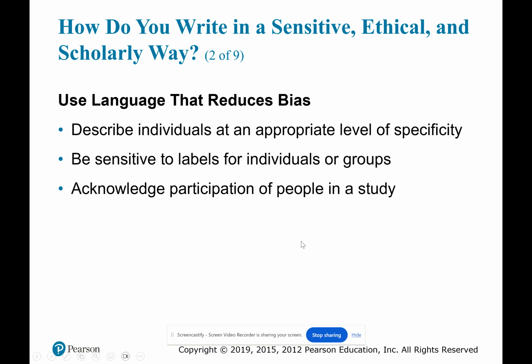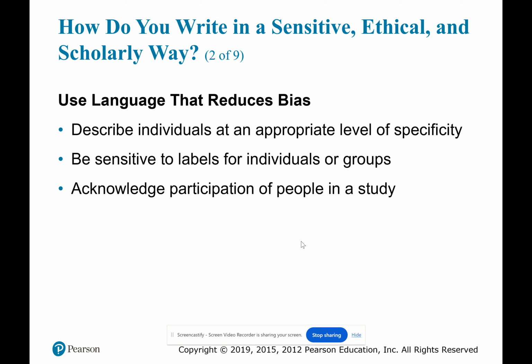So here are 3 guidelines for reducing bias in language recommended by the APA. First, describe individuals at an appropriate level of specificity. Okay, so you need to be very careful about how specific you are in describing those individuals. Be sensitive to labels for individuals or groups, and then acknowledge participation of people in a study. And so whenever you label somebody, keep it consistent.